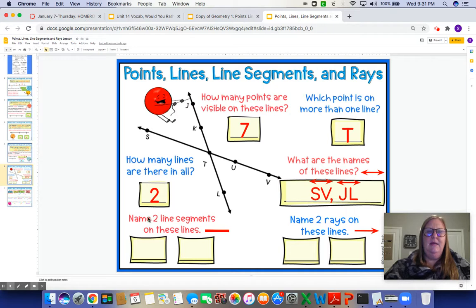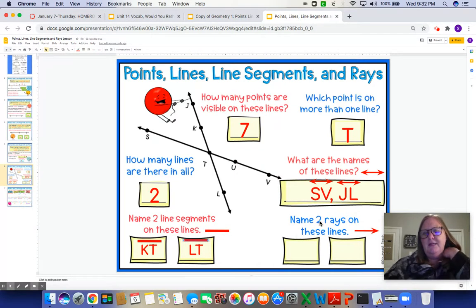Okay. Name 2 line segments on these lines. Now remember, a line segment is just going to be a little section of the line. So I could name KT, and I would take my little line segment picture and put it above there to show that it's just a segment. And then another line segment I could list is LT. And then I again would move my line segment over it.